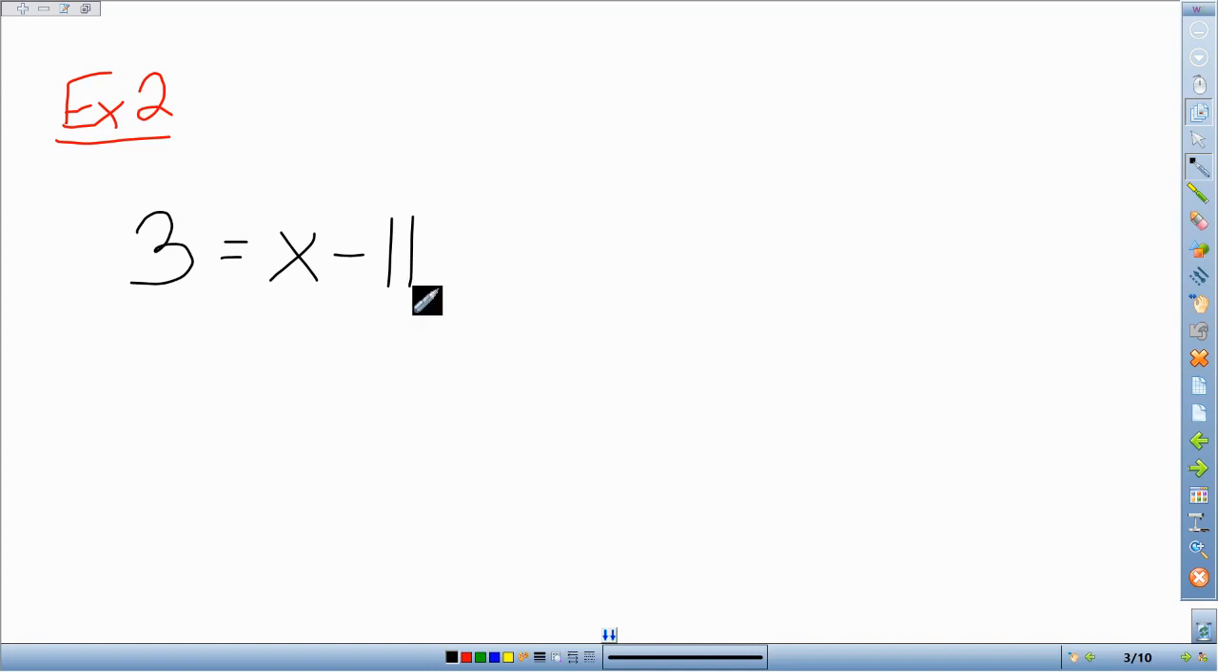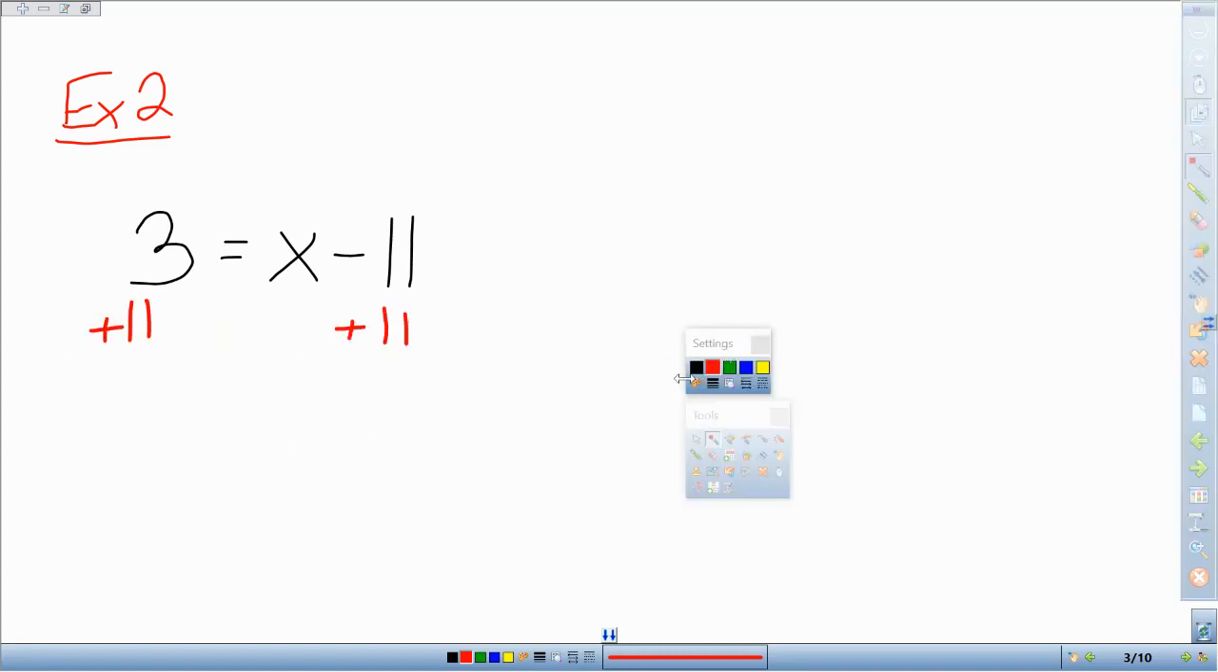All right, so really the only difference on this problem is our variable happens to be on the right side of the equation. And we do have a number that we need to get rid of to isolate it, right? This negative 11. We need to get rid of it. It's being subtracted, so we will do the opposite operation and we will add 11, and whatever we do to one side, we're going to do to the other.